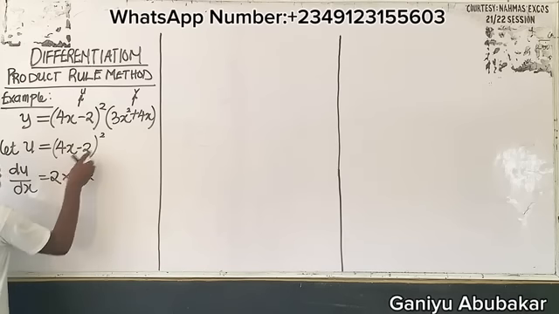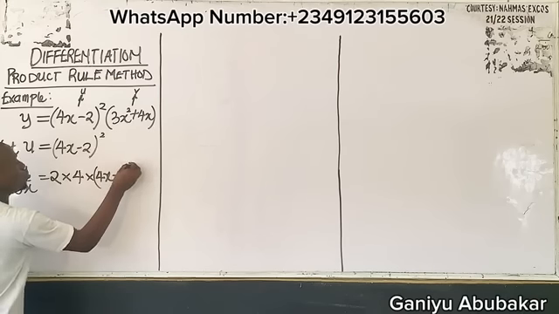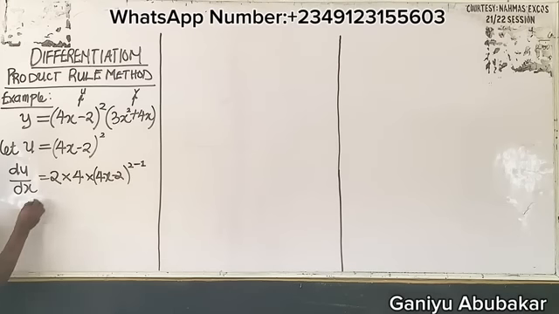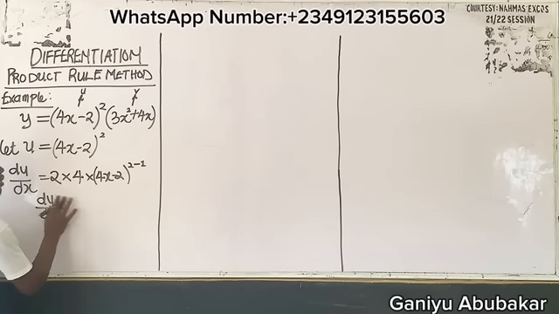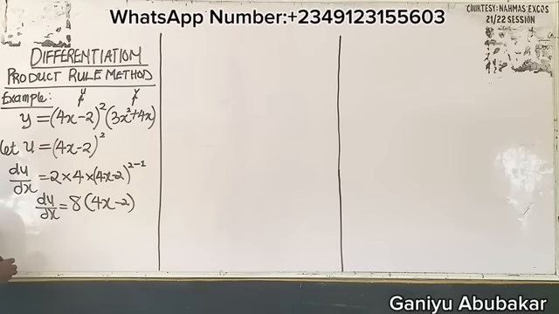We said repeat the question, that's (4x minus 2) all to power 2. Then we said subtract 1 from the power. From here, du over dx will be equal to 2 times 4 is 8, into (4x minus 2). This is my answer after differentiating u. So know how to solve problems using the shortcut. That's why I taught you the shortcut, so you can apply it in this case.